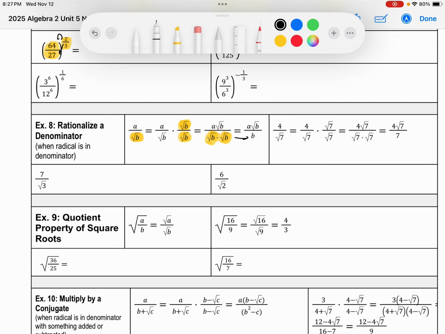Like we talked about earlier, if I did something like the square root of 3 times the square root of 3, that is just 3. The square roots kind of cancel each other out.